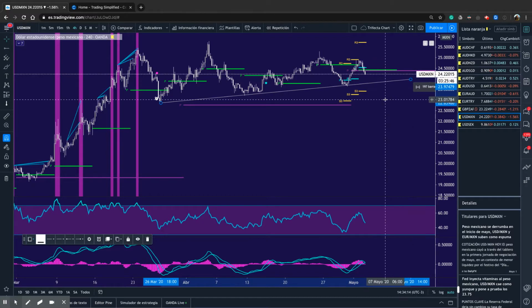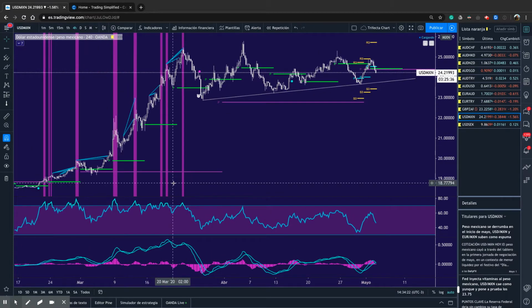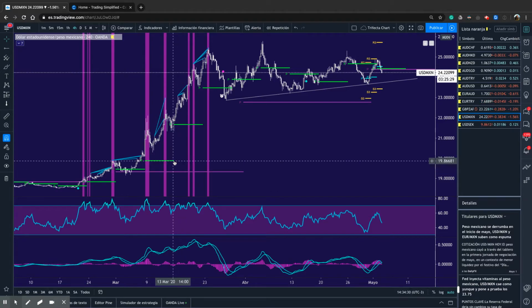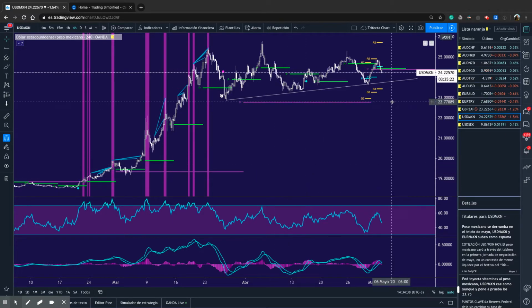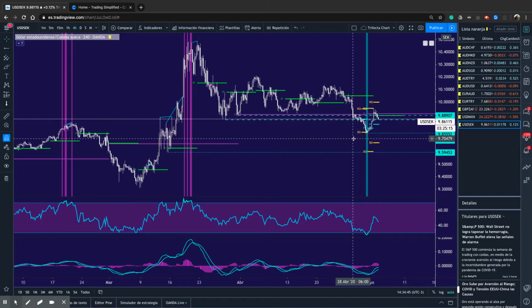If we have a break, we could target this April's pivot. And we have also the March pivot down here, and this is an awesome target as well. And this is a weekly missed pivot, and it is a really nice target as well. So we will just wait for that.